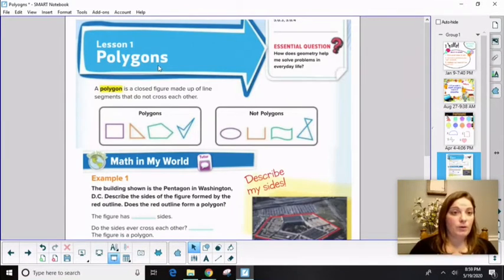All right, so lesson 1 in your book is about polygons. You're going to hear a lot of the same thing. A polygon is a closed figure made up of line segments that do not cross each other. So here are some polygons, and here are some non-polygons. Okay, curved, open, curved, overlapping.